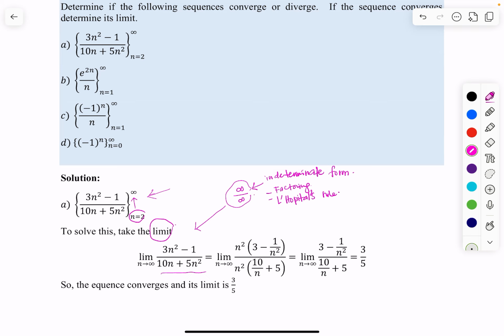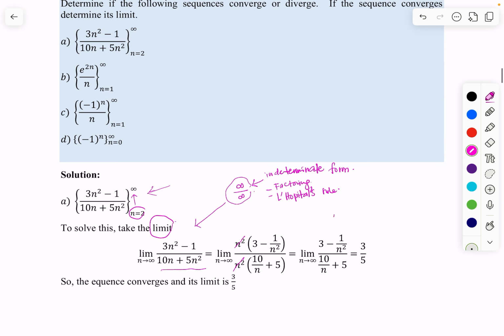So we can cancel out the n square. When we cancel out, we get this form, and now you can plug in the value of n as infinity. For 1 over n square, this becomes 1 divided by infinity, which is 0. The same goes for 10 over n: 10 divided by infinity is 0. So what's left is just 3 and 5. So the answer for this limit is 3 over 5.